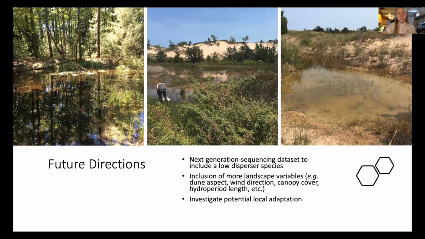Future directions for this research can include the incorporation of a low disperser into next-generation sequence data sets, the inclusion of more landscape variables, including dune aspect, wind direction, canopy cover, hydroperiod length, and we can potentially investigate local adaptation within insect species along the coastline.